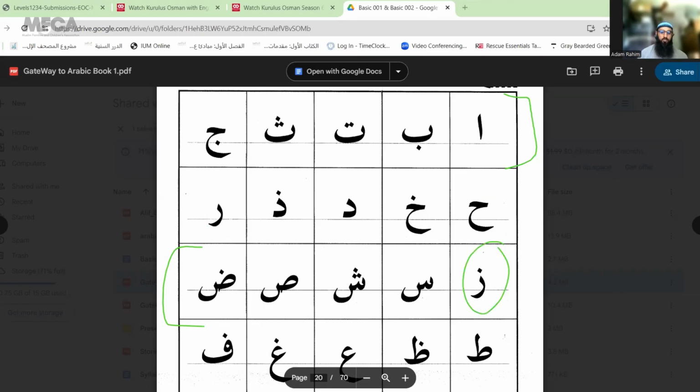Brother Sayyid, can you please read the circled letter for me, please? Za. Zai. Very good. That's very nice. But I want us to know the technical difference between the sound and the name. The name of this letter is Zai, and the sound that it would make would be, like you said, Za, if it had a basic accent making the A sound. But the name of this letter is Zai. Very good. Ahsanta.